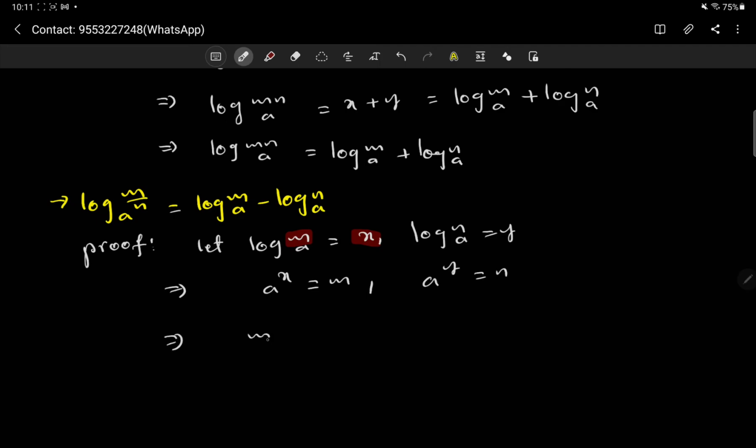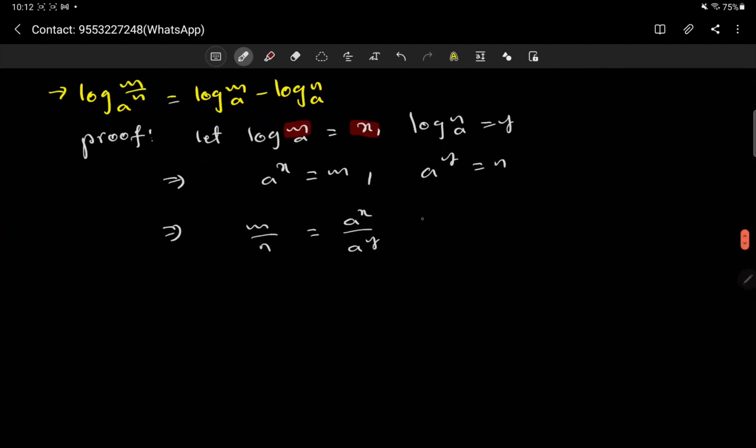From this, we can find m by n in terms of a, x, y. m is nothing but a power x, n is nothing but a power y. Bases are same, powers can be subtracted, so that what we have here is a power x minus y. This implies, so now you see here, this can be taken as m by n. So a power x minus y can be taken as m by n.